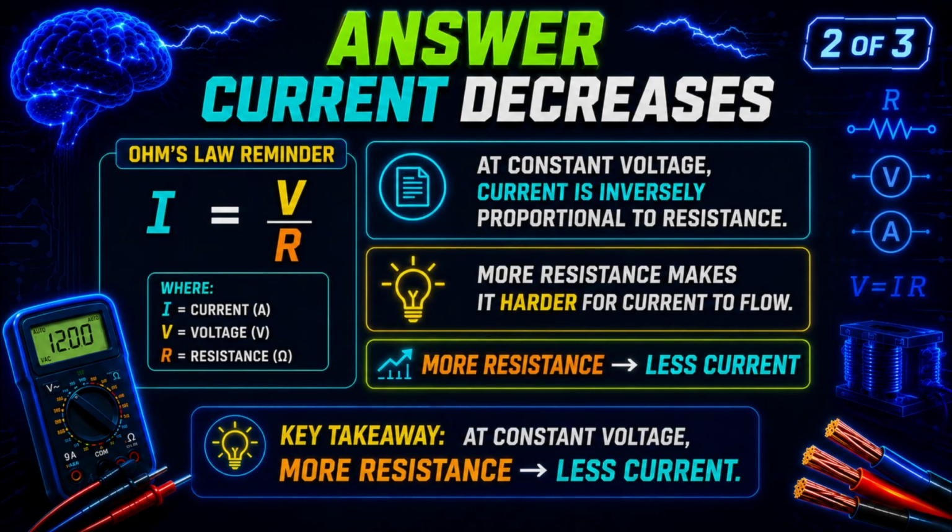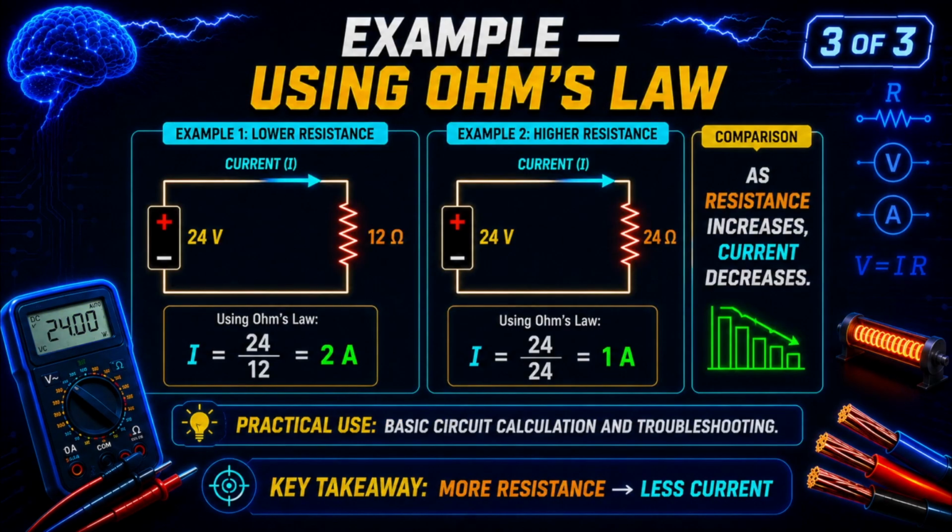Now let's prove it with a simple example. Here the voltage stays at 24 volts. With 12 ohms, the current is 2 amperes. When the resistance increases to 24 ohms, the current drops to 1 ampere. So this clearly shows the inverse relationship. As resistance increases, current decreases. This is a useful idea for basic circuit calculations and troubleshooting.